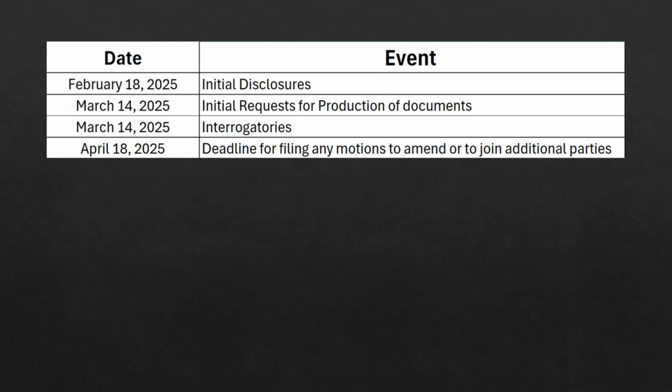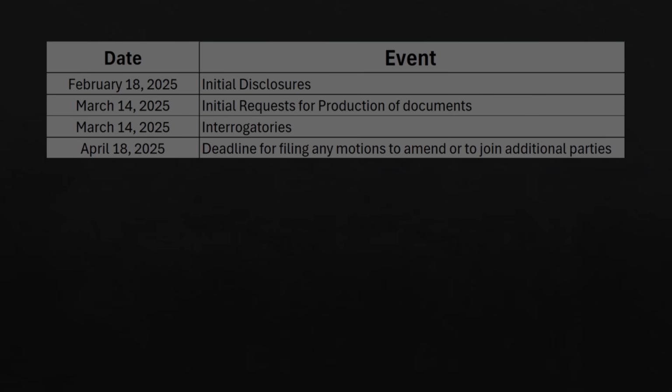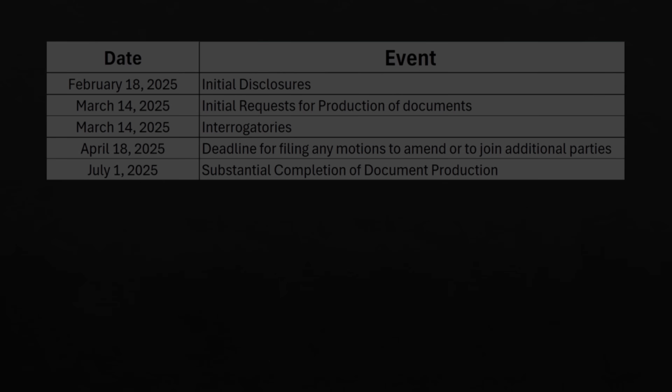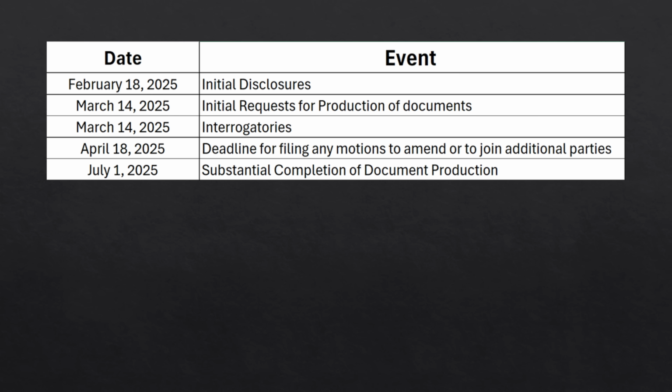Our next deadline is April 18th. This is the deadline on motions to amend or to join additional parties, which pretty much is exactly what it sounds like. And now we get to the one that I think was the culprit in confusing everybody. This one is called substantial completion of document production. So this is not a true deadline. This is just kind of like a reminder that, hey, we're starting to get close to the deadline.